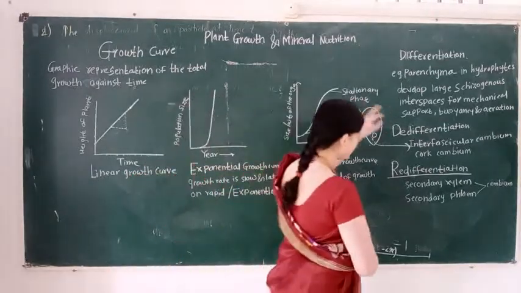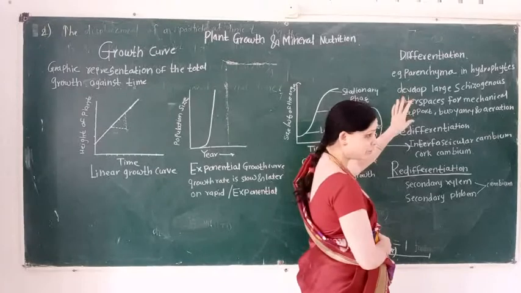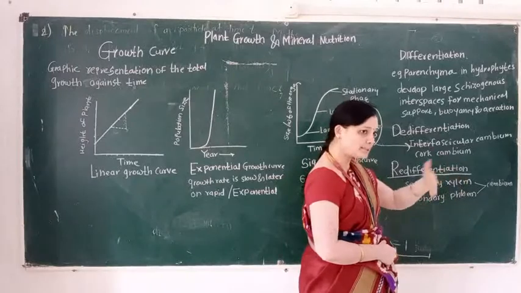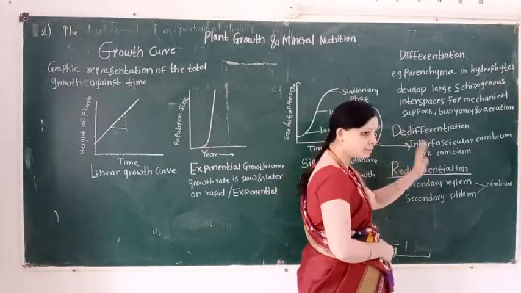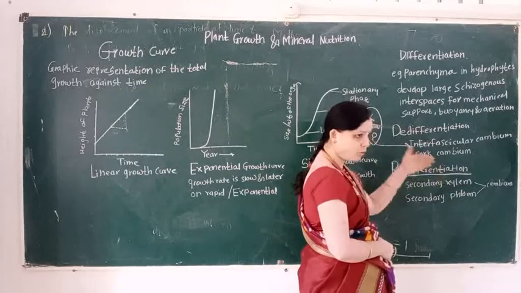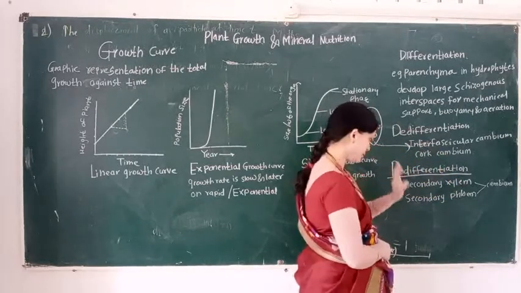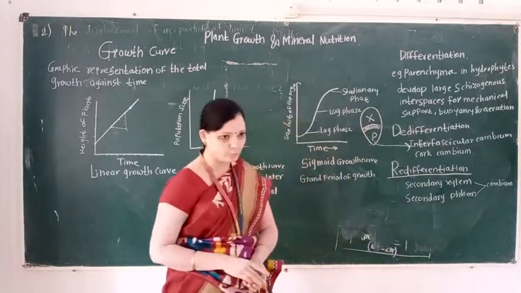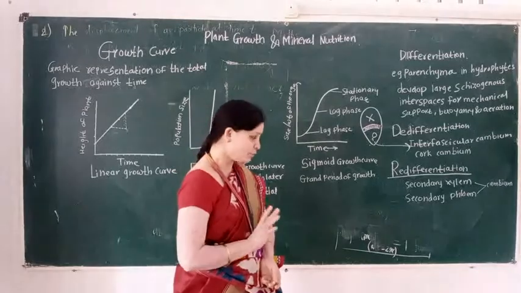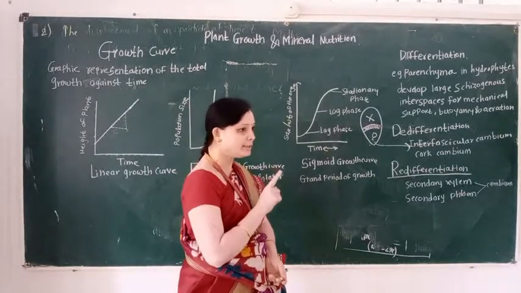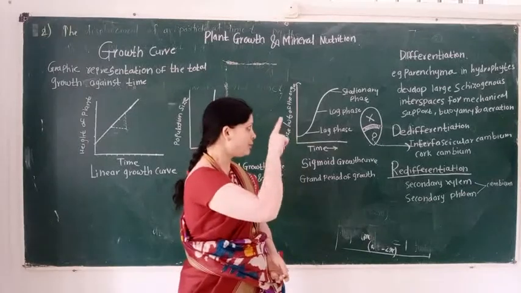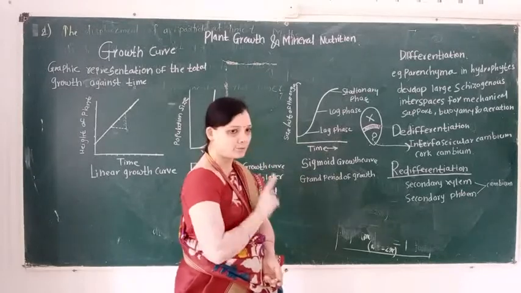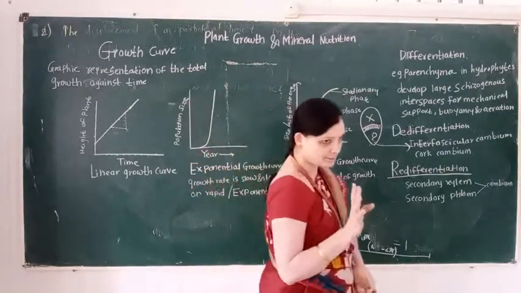That is, differentiation: loss of the ability of cell division. Dedifferentiation: gaining the ability of cell division. Redifferentiation: differentiated cells lose the ability of cell division. Example of redifferentiation is secondary xylem and secondary phloem, that is derived from a cambium. So these are the examples of redifferentiation. So the first term is differentiation, the second term is dedifferentiation, and the third term is redifferentiation.